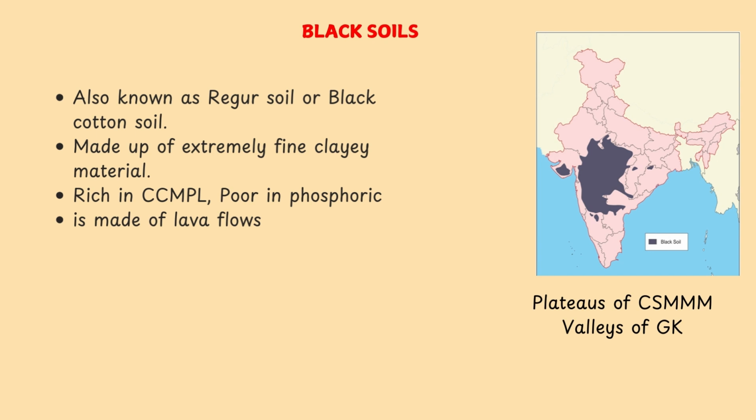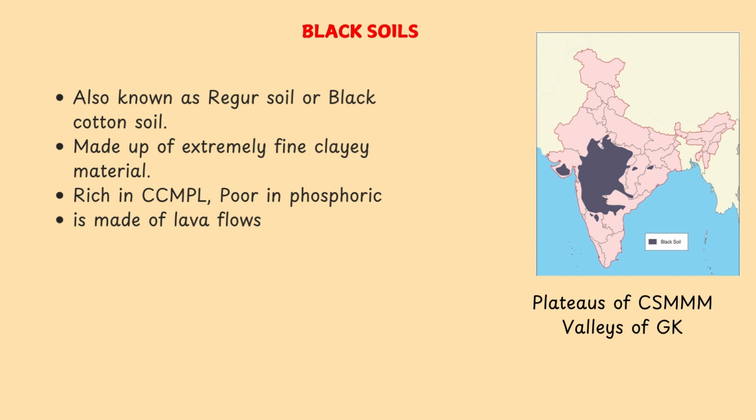This is found in the areas of plateaus like Maharashtra, Saurashtra, Malwa, Madhya Pradesh, and Chhattisgarh, and in the valleys of Godavari and Krishna. And as the name itself suggests, it is the best suited for growing cotton crops.